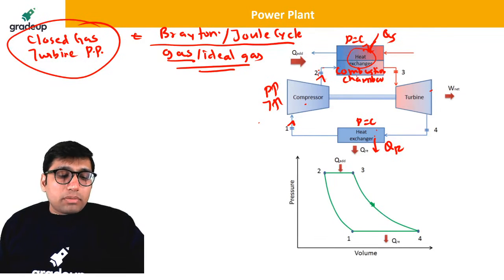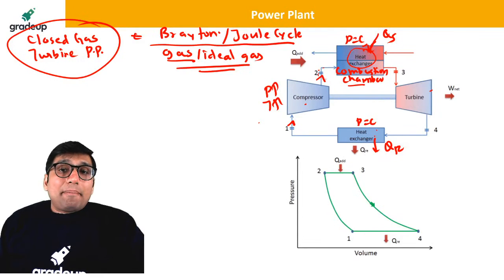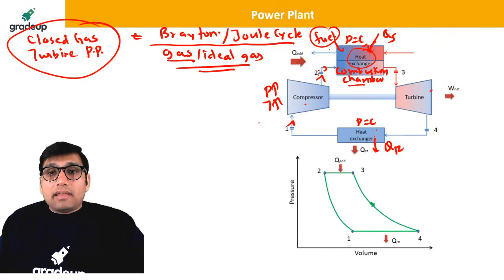Efficiency increment is only possible by regeneration. That is correct. So in the combustion chamber, what will happen? The heat addition will take place along with the air. Some fuel will be mixed with air and combustion will take place, and the hot gases released after combustion will be sent to the turbine.